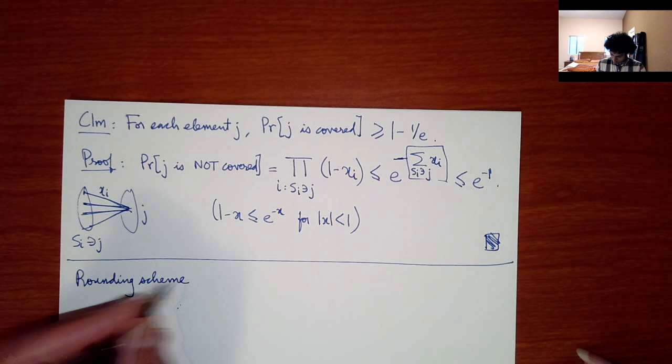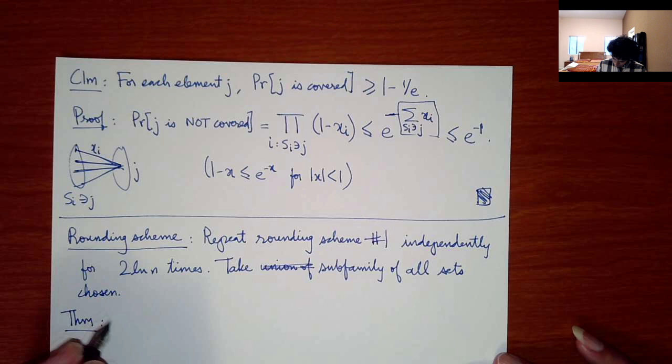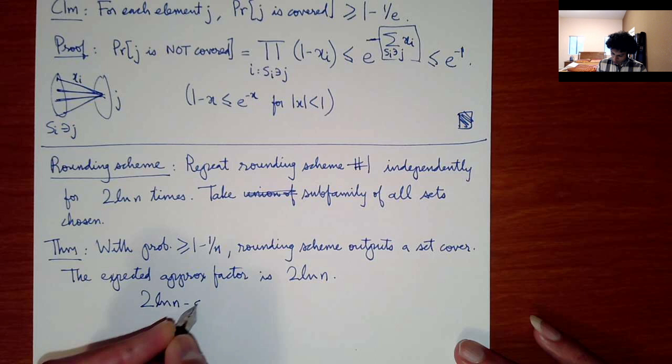And what I'm going to prove, so here is the theorem, is that with probability at least 1 minus 1 over n, so with very high probability, the rounding scheme outputs a set cover. In this case you don't get an approximation factor, you get an expected approximation factor, but that's good enough. The expected approximation factor is 2 log n. So another way of saying this is you get a 2 log n approximation for set cover.